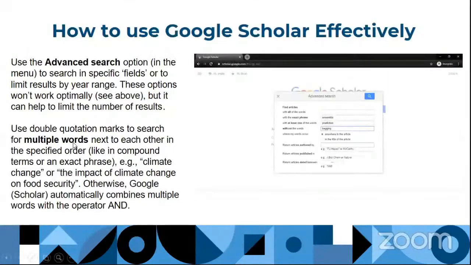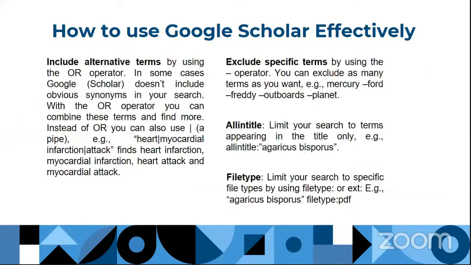Now the next thing is to use double quotation marks to search for multiple words. If you want to search for multiple words, you can use double quotation marks. So here is an example, climate change or the impact change of the world. You can put it in double quotation marks. That's how it looks for the exact phrase to search from a paper.